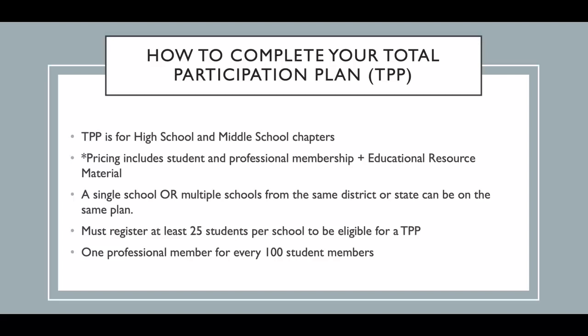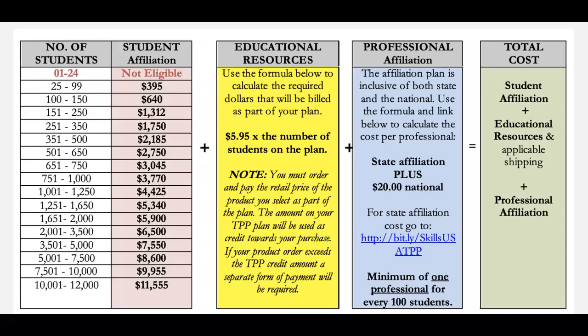You must register at least 25 students per school on your plan to be eligible for a total participation plan. One professional member for every 100 student members is also required. You'll see here the formula for what your total participation plan would cost based on the number of students you have on your plan as well as the number of professionals.